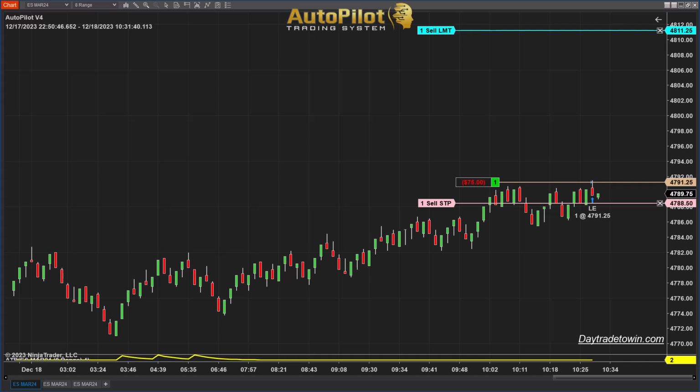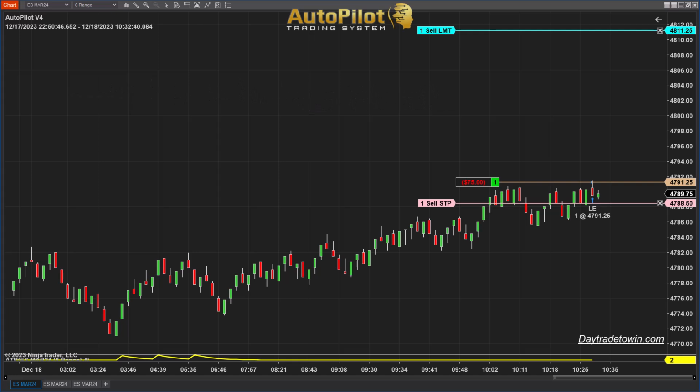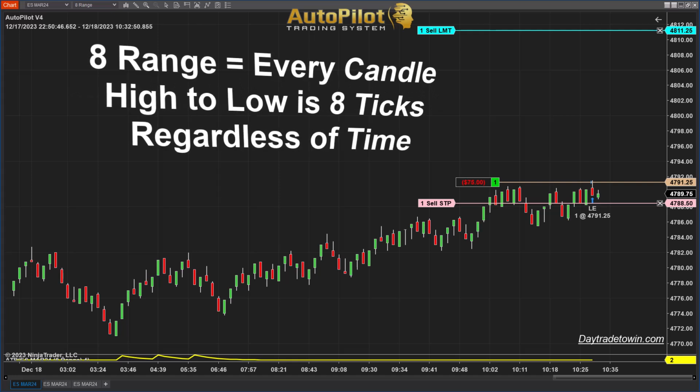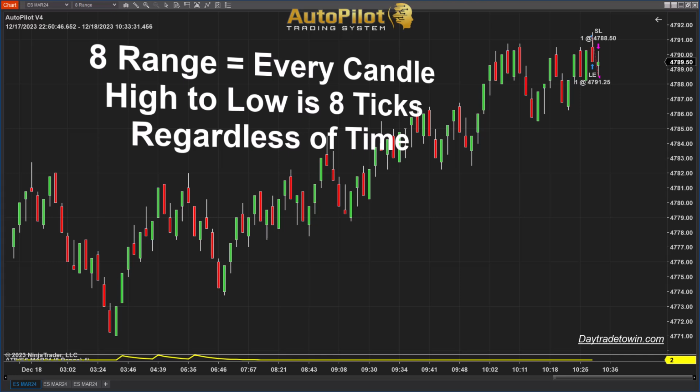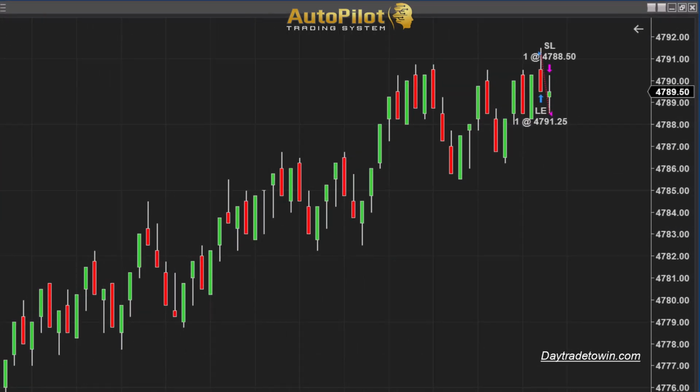And the question that I've received from some of the newer traders is, what is a range chart, or what type of chart is a range chart, or how do you get to a range chart? So a range chart is used when every candle is exactly the same high to low. In this case, I'm using an 8 range chart, which is 8 ticks. So 8 range, 8 ticks. 10 range, 10 ticks. So this first trade that you're seeing here was stopped out.